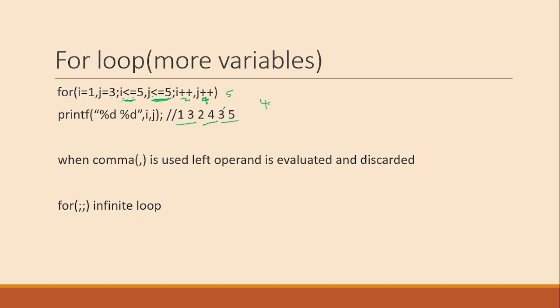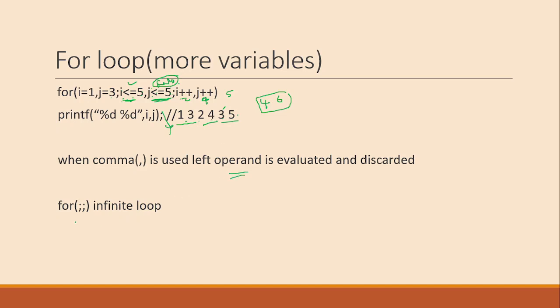Now i will be incremented to 4, j will be incremented to 6. When we compare here, the i condition is true, i is 4 less than or equal to 5. But j 6 less than or equal to 5 is false. Since the condition which has the highest priority is on the right side, this breaks off, so the entire loop comes out. So the answer is 1, 3, 2, 4 and 3, 5.